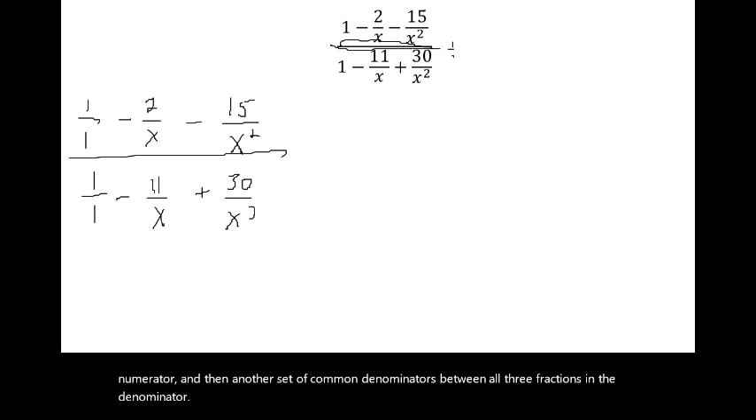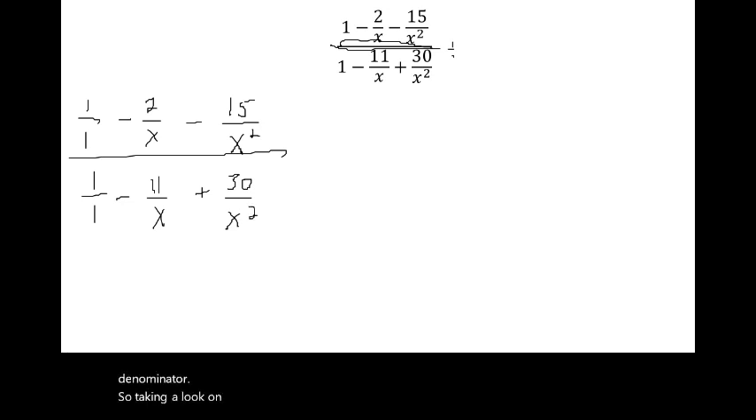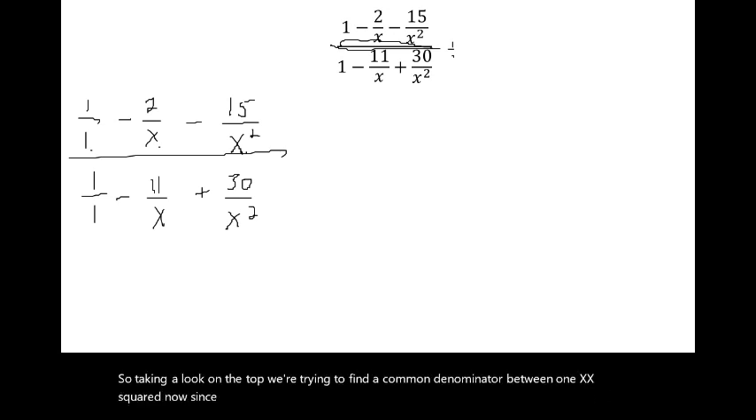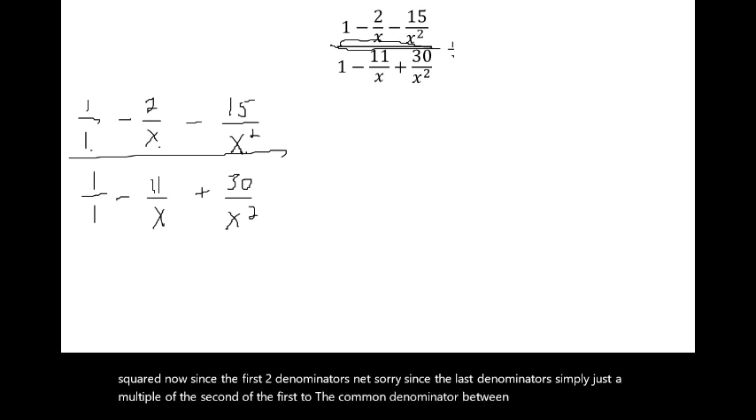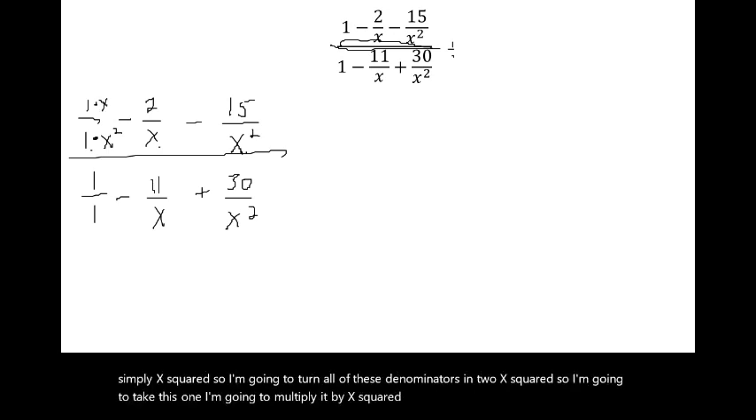So taking a look on the top, we're trying to find a common denominator between 1, x, and x squared. Now, since the last denominator is simply just a multiple of the first two, the common denominator between 1, x, and x squared is simply x squared. So I'm going to turn all of these denominators into x squared. So I'm going to take this 1, I'm going to multiply it by x squared. Whatever you do to the bottom, you have to do to the top.